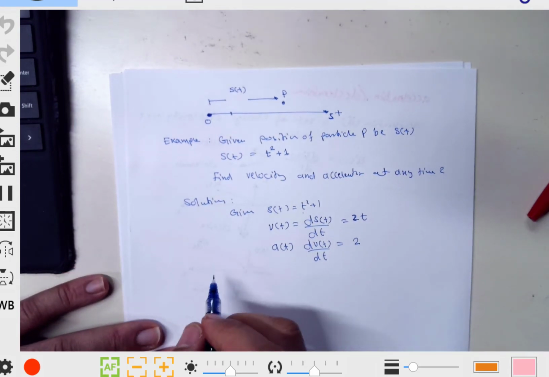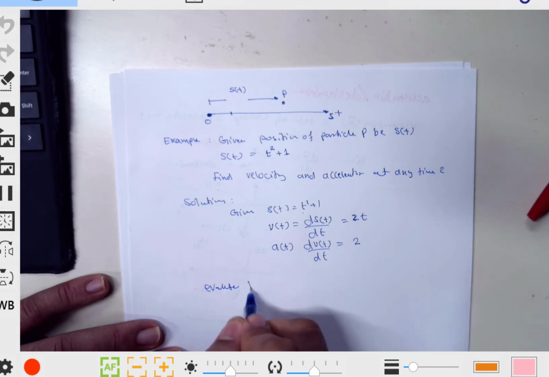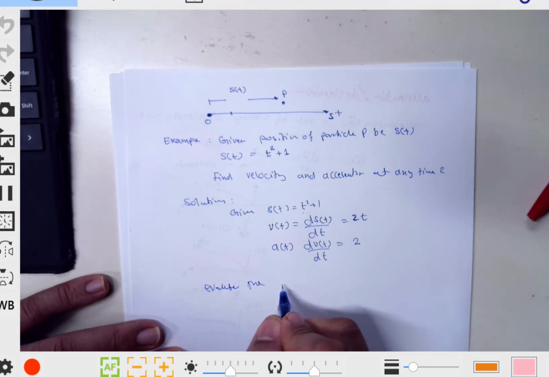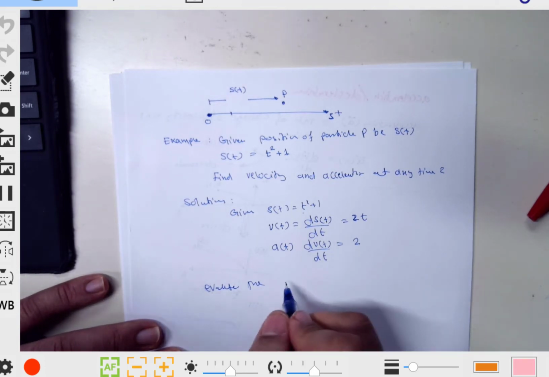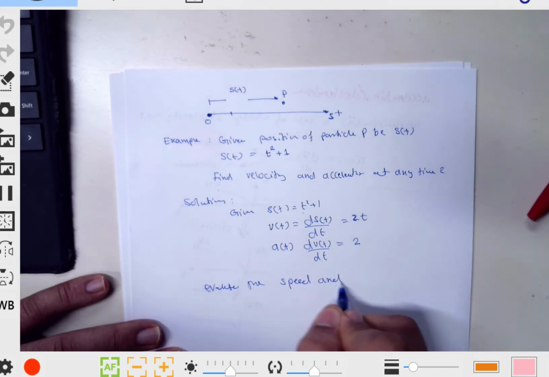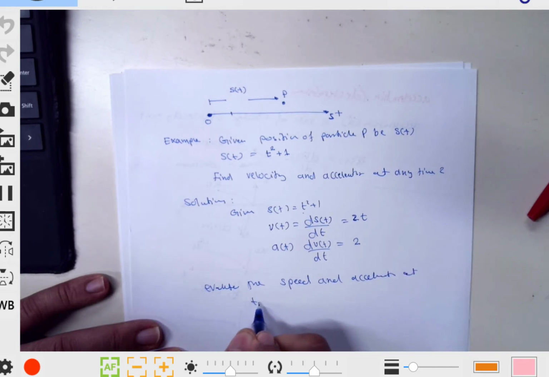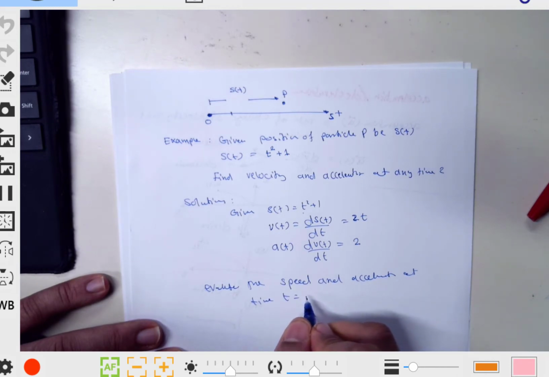Now, let me give you another portion. Evaluate the speed and acceleration at time t equal to 2 seconds.